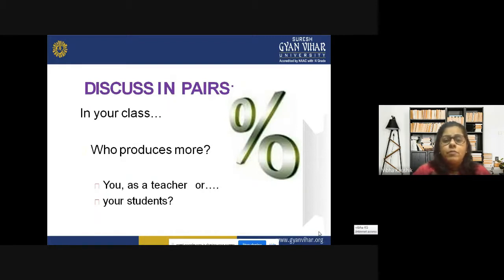Discuss in pairs. In your class, you have to discuss this: who produces more, you as a teacher or your students? Means we have to discuss in the class where the knowledge production is more. When you as a teacher are giving the information to the learners, that's it, or when both student and teacher are actively involved in the teaching-learning process.